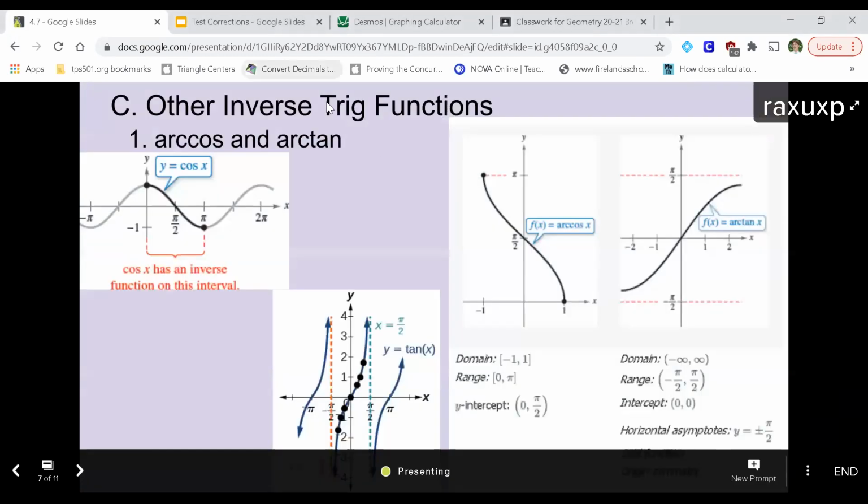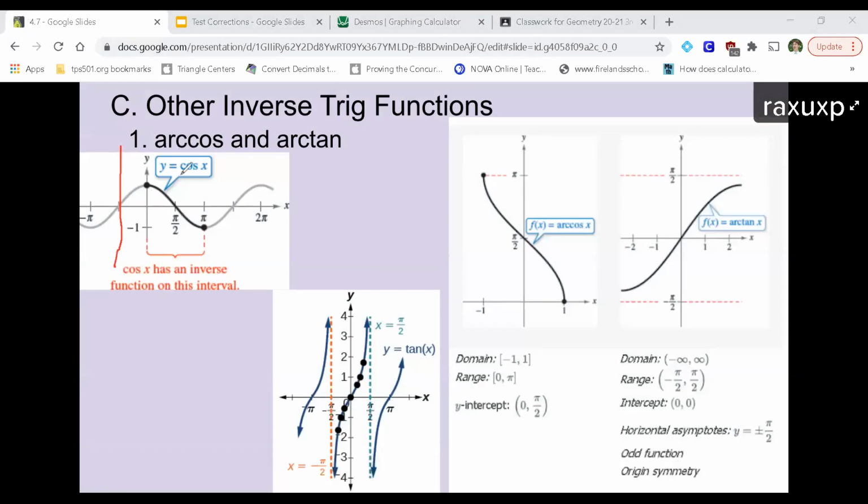So for cosine, in order to make it pass the horizontal line test, we can't use the same interval, right? If we did negative pi over 2 to pi over 2, it would still fail. So to make it work, we go from 0 to pi. So it uses angles from quadrants 1 and 2 to get its answers. For tangent, we use the same interval as we use for sine, between negative pi over 2 and pi over 2.